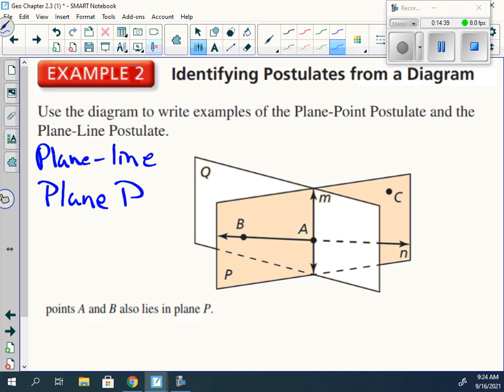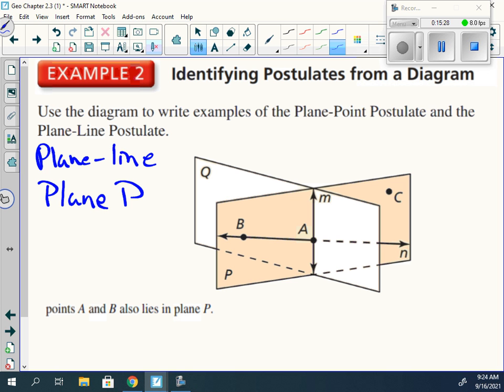Now, just looking purely at the plane line postulate, if 2 points lie in a plane, then the line containing them lies in the plane. How many points are contained in plane Q? A is contained in plane Q. Plane P going the other direction has B and C. B and C, the other 2 points, are not contained in plane Q. So if we look purely at the postulate, if 2 points lie in a plane, does plane Q have 2 points? It only has 1. So we can't really use this with the postulate.